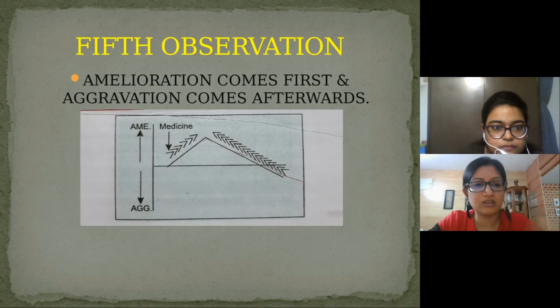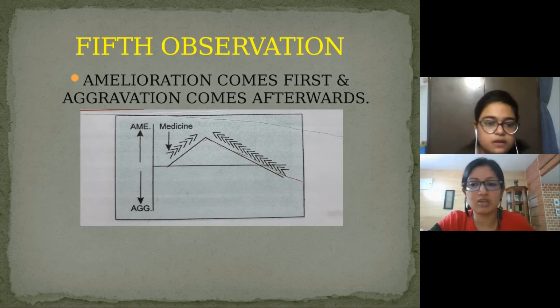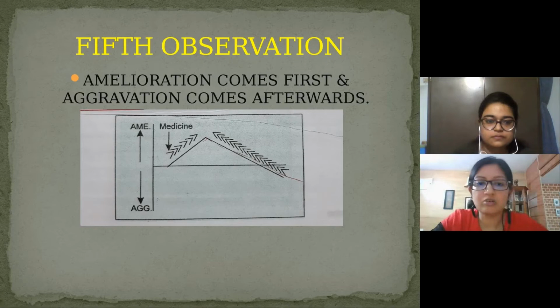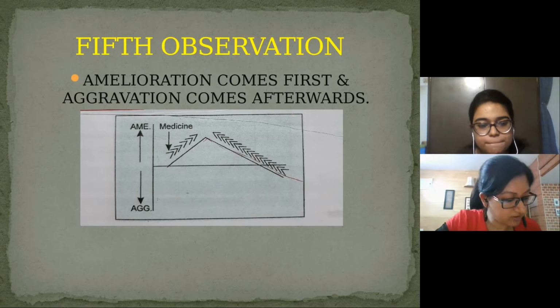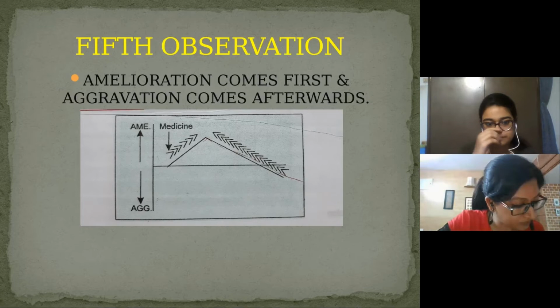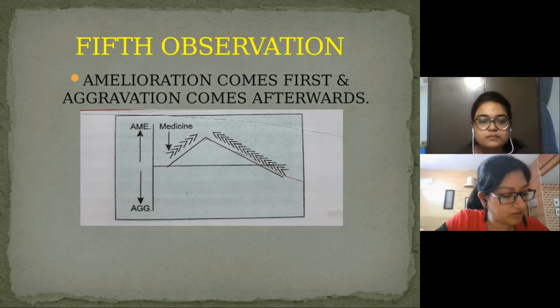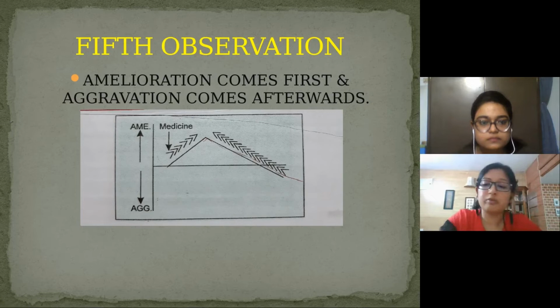So in the fifth observation, amelioration comes first and aggravation comes afterwards. Can you give an antidote? You can, if the patient is reacting very severely and very violently, and if their symptoms don't seem to be subsiding, you can consider an antidote. It's not ruled out, but you must understand why the aggravation is occurring after an amelioration. The main reason is the remedy was an error and it was not selected properly based on the similimum, or it could be a partially similar remedy.